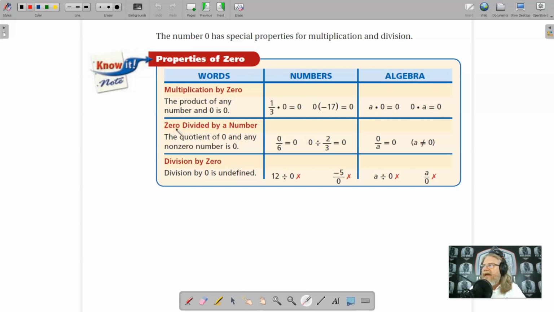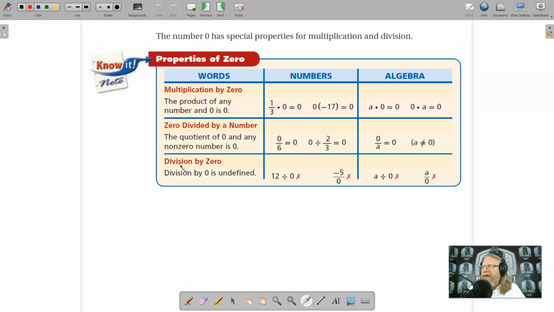On the next one, divide. 0 divided by a number. The quotient, again, quotient deals with dividing. The quotient of 0 and any non-zero number is 0. So if 0 is in the numerator, and it's being divided by some number, the answer is always going to be 0. Or we could write it this way: 0 divided by some number equals 0. So if you see something like this, you don't have to do any math. You just know the answer is 0.